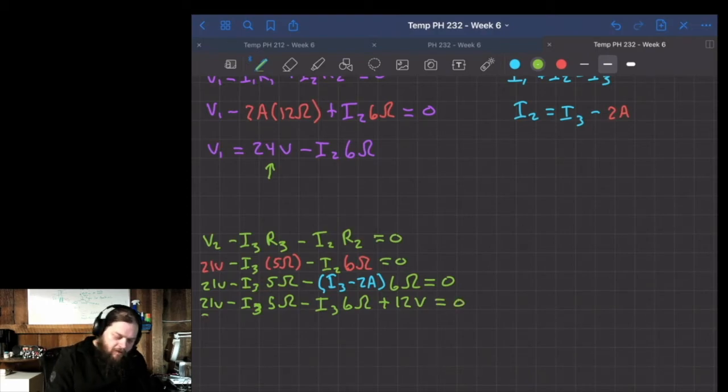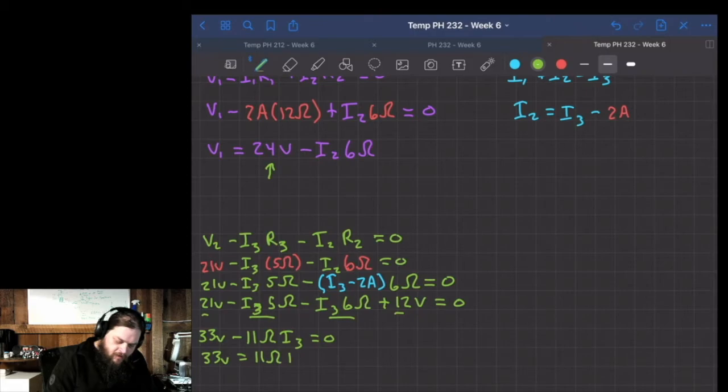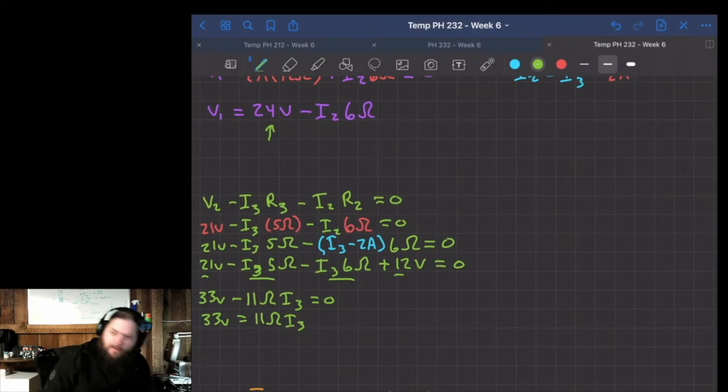Now we can combine our terms here and here. 12 volts plus 21 volts is 33 volts. And we can combine our terms here and here, the two I3 terms. So that's a negative 6 and a negative 5 ohms times I3, which is a negative 11 ohms times I3, which is equal to 0. Moving that negative term over to the other side of the equation, we get 33 volts is equal to 11 ohms times I3. And then to solve for I3, we can divide each side by 11 ohms.